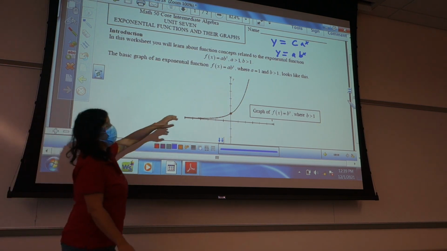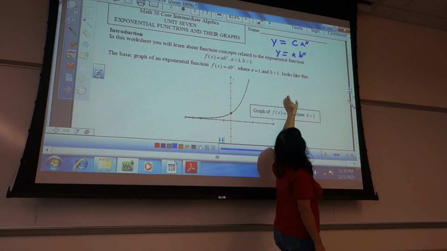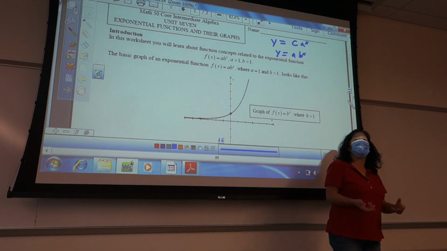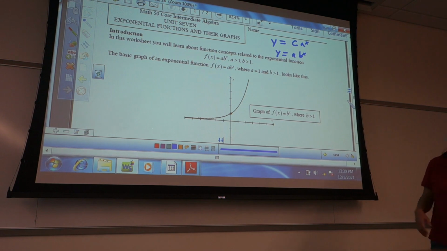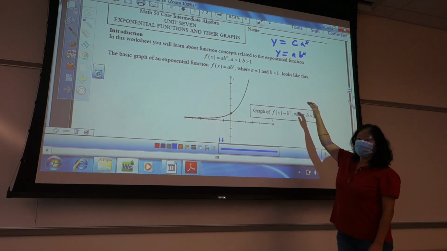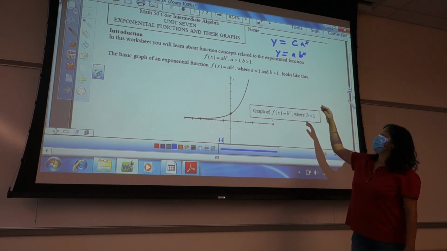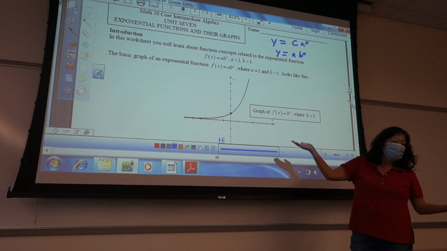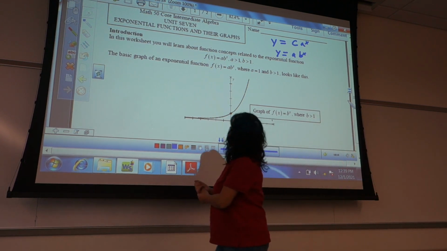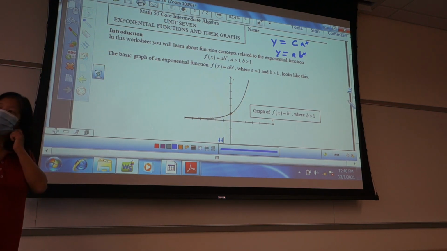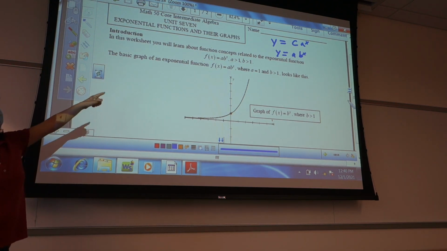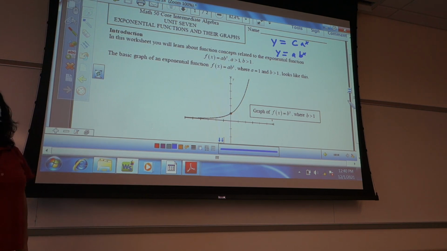Your homework might have a number in front, and another number that's being raised to the x power. So that's the key part of this: you have y equals some number being multiplied by another number that's being raised to the x power. I'm going to try to keep it as y equals c times a to the x, but you may see that other one, y equals a times b to the x as well. Just realize that it's the same formula.